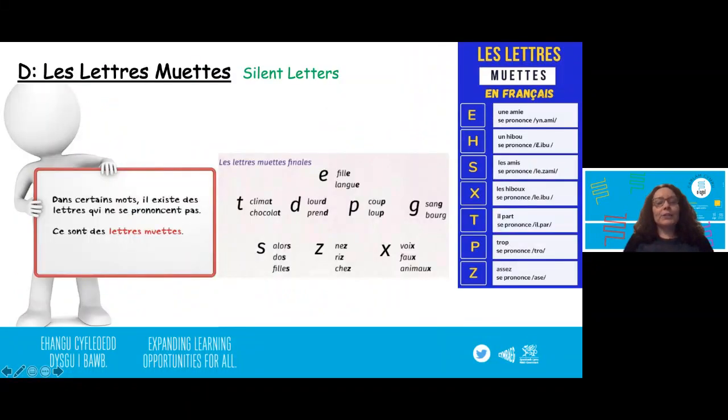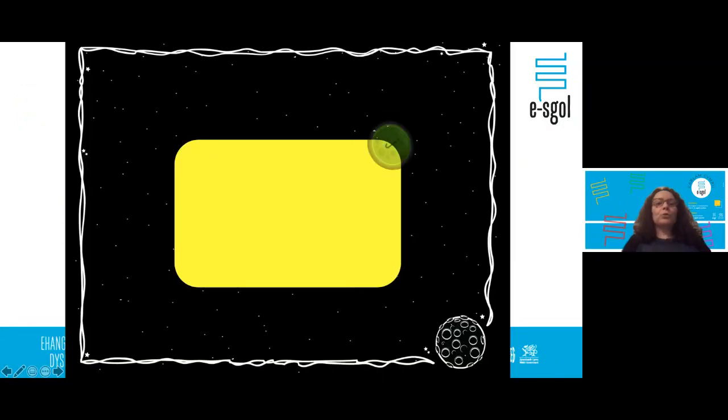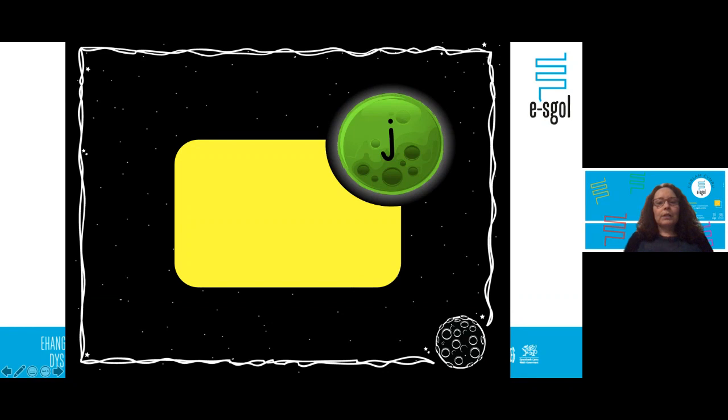Les lettres muettes, so silent letters. At times, as I'm sure you're aware, this is probably drilled into you from year 7, certain consonants in particular, and E as well, will be silent at the end of a word. So we have some examples here. Autres sons phoniques importants, so other important phonetic sounds. I'm going to go through a couple of them with you. The je sound. Je.